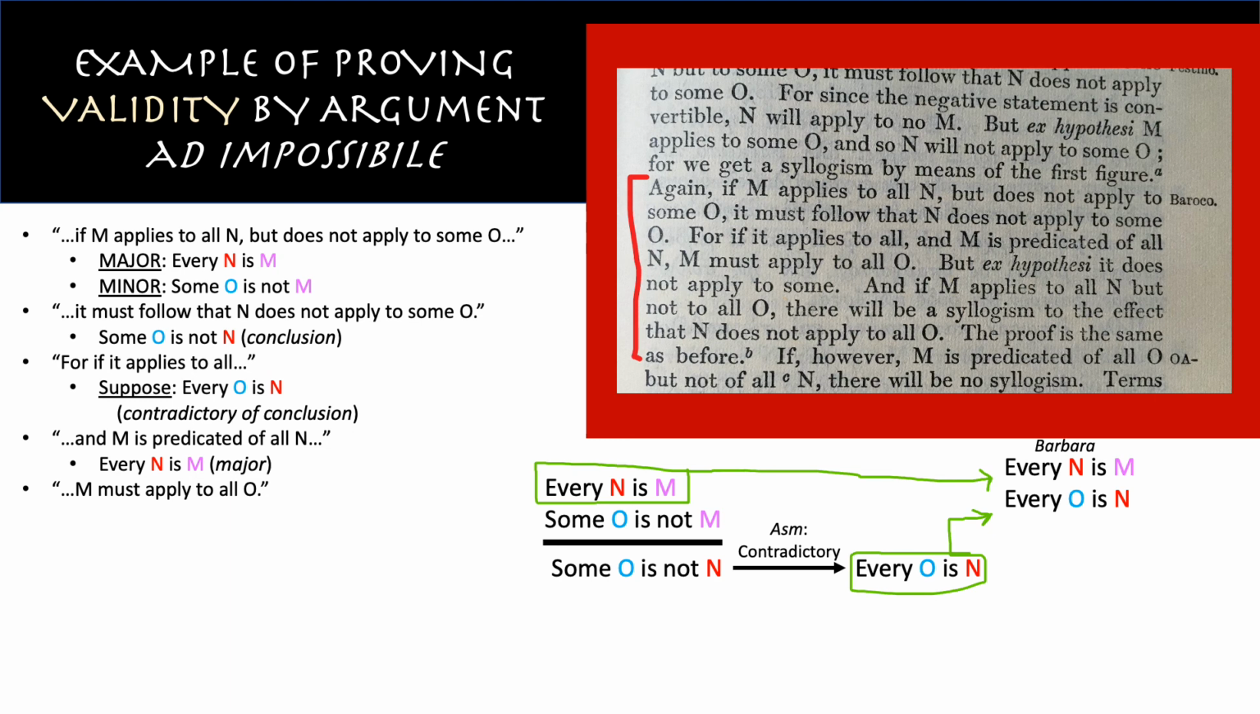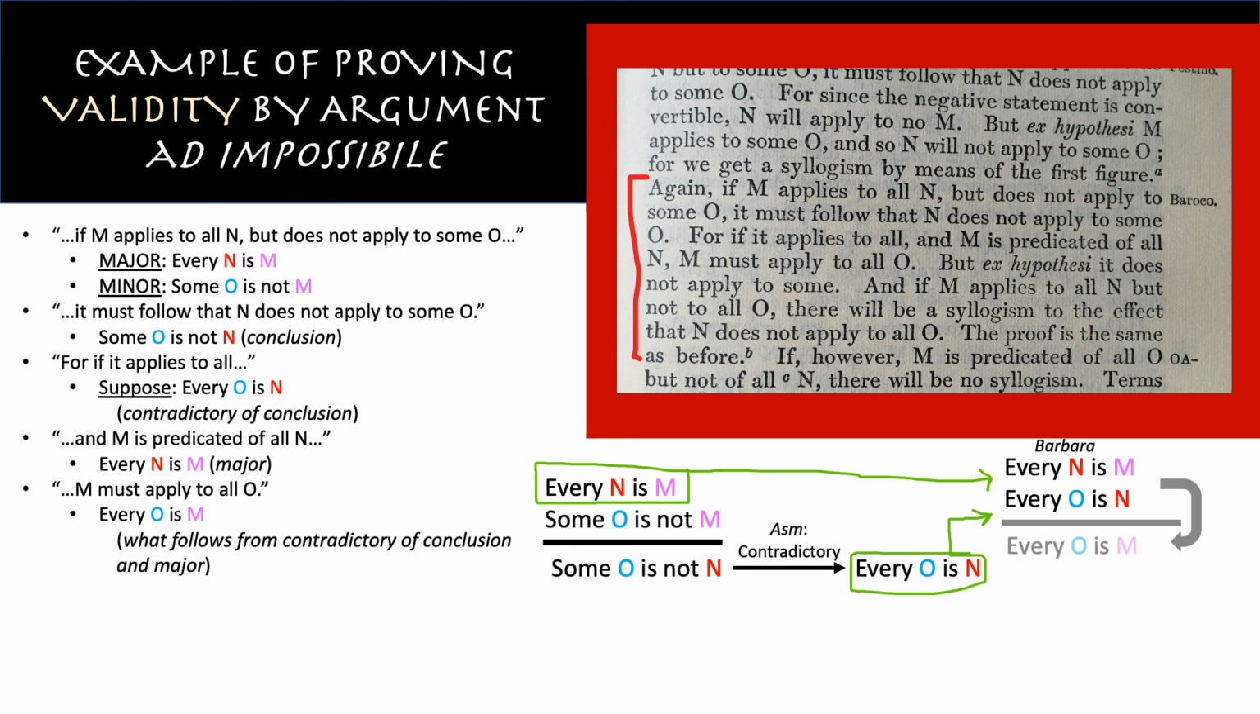Next, Aristotle says M must apply to all O. In other words, every O is M. This is just a statement of what follows from both the major premise in the first two premises we're evaluating and the contradictory opposite of the conclusion that we're trying to draw from the two premises we're evaluating.